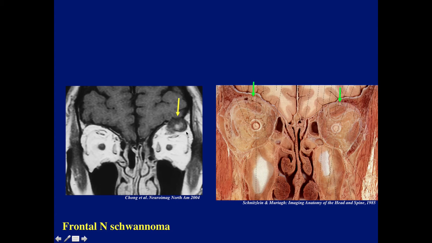This was another case of a frontal nerve schwannoma. Again, you can see the normal nerve here. What is the abnormality on this patient? Anybody? Big nerve, as Dan says, correct.